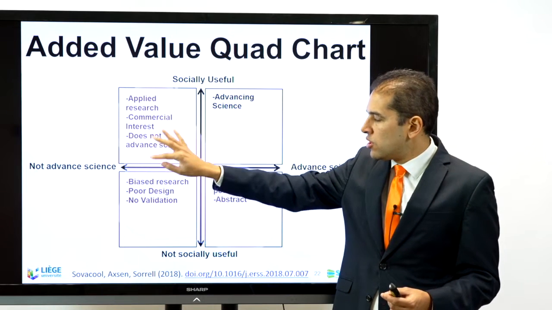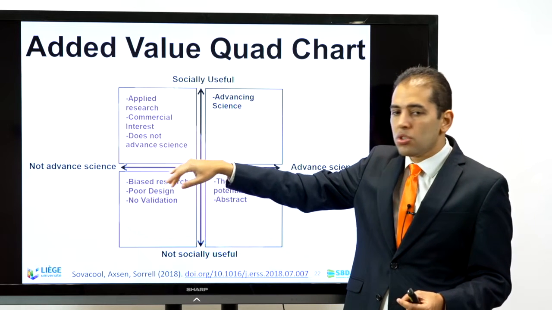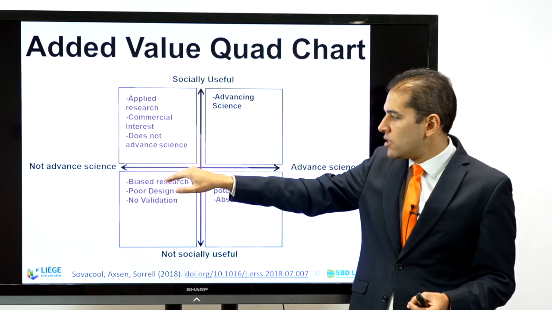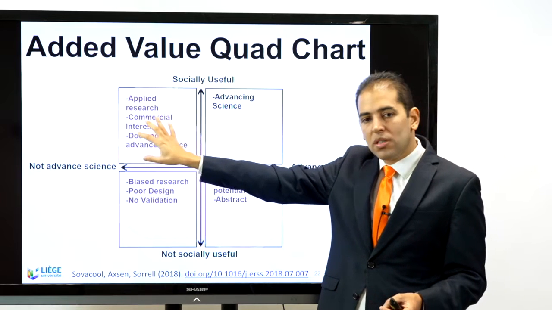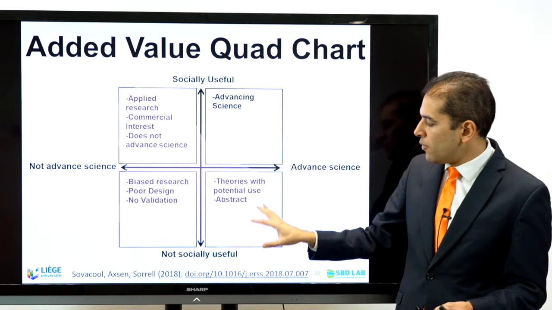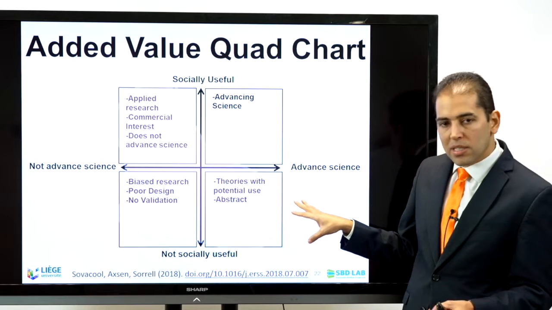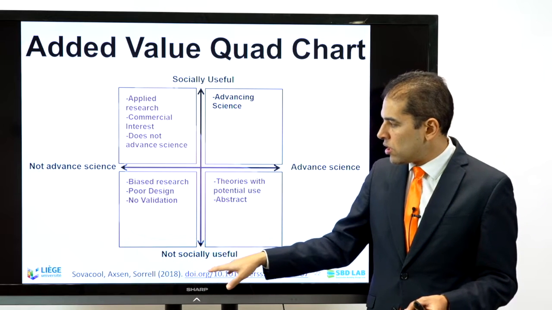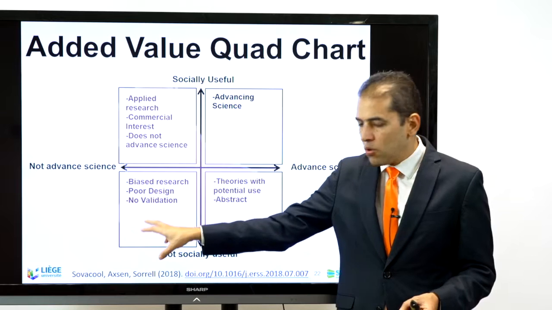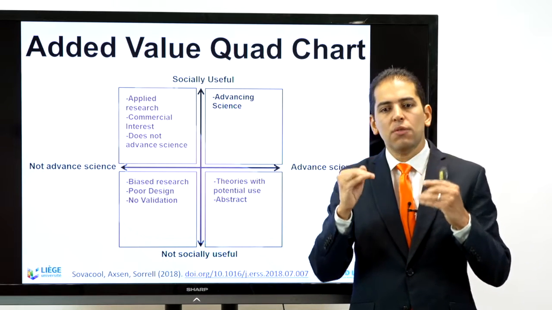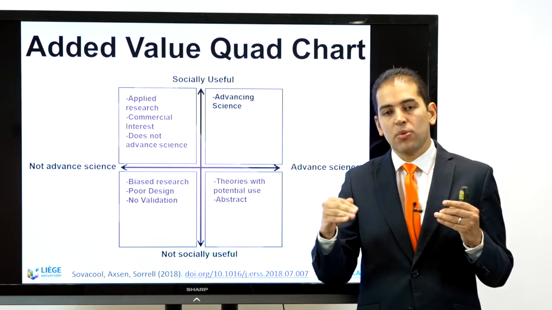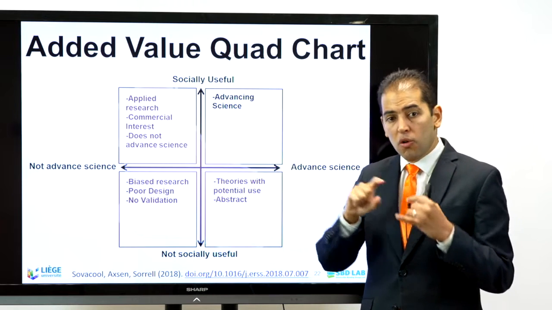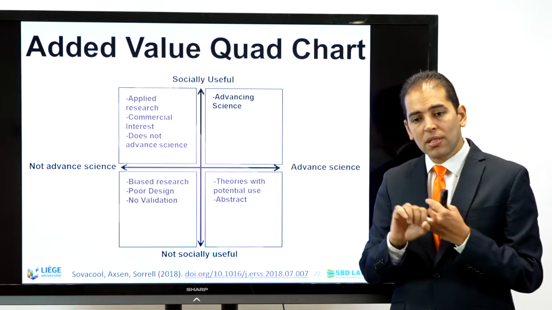So this quadrant here, which includes applied research, commercial interest research, commercially funded research, that is, for example, having a certain lobbying aspect or biases, does not advance science. You need to avoid this type of literature. Also, you need to avoid literature that is mainly advancing science but is not socially useful. And you should totally avoid any research that is not socially useful and not advancing science, avoiding this whole quadrant. So it's important when you are categorizing and classifying the chosen research papers that you are going to review to make sure where they fall in this quadrant, and as long as they are in the quadrant of socially useful research and advancing science, then you're on the right track.